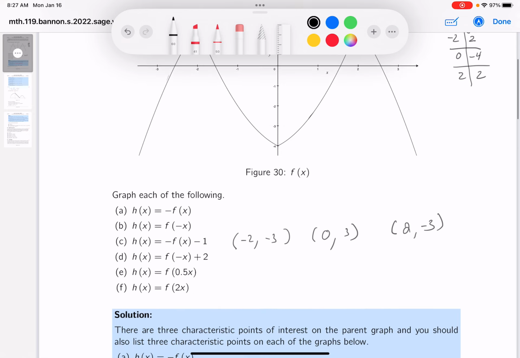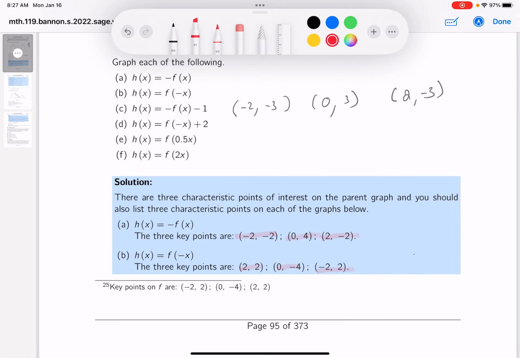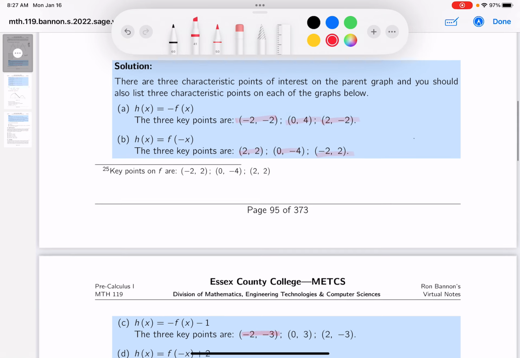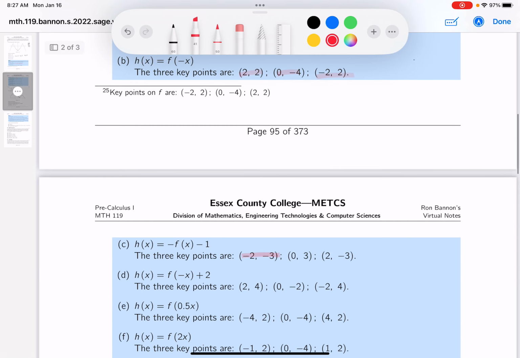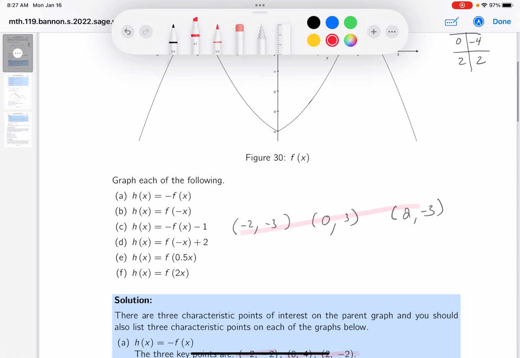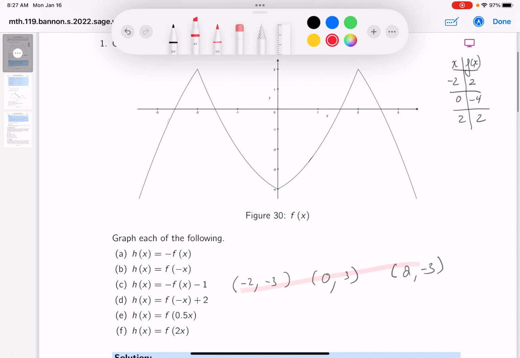All right, let's look at our key. This is C. I want to see if I got that. And C is over here somewhere. So again, just checking, minus 2, minus 3. Yep. 0, 3. Yep. And 2, minus 3. All right, all good.